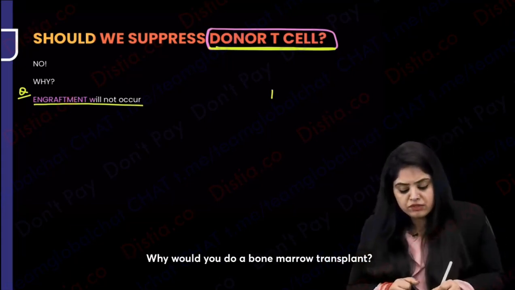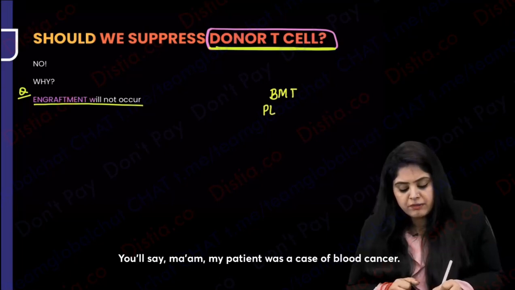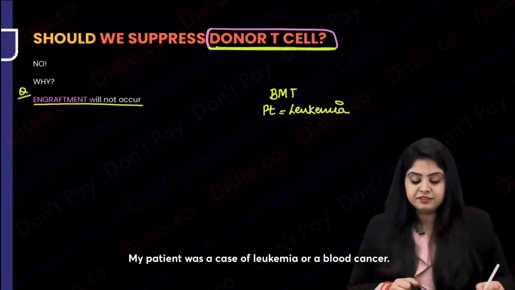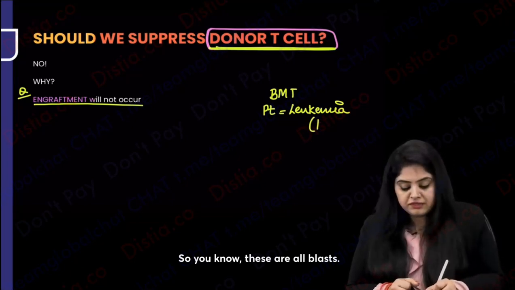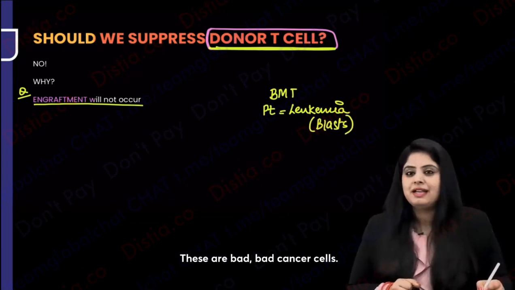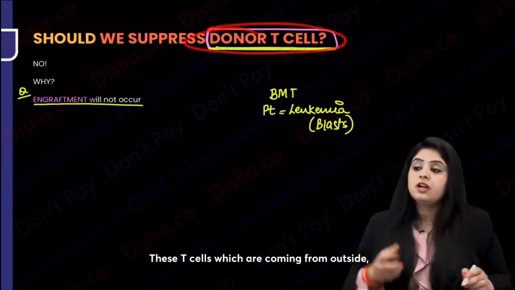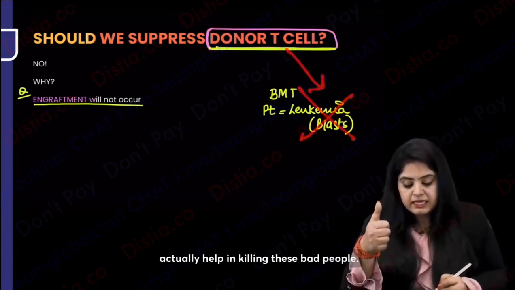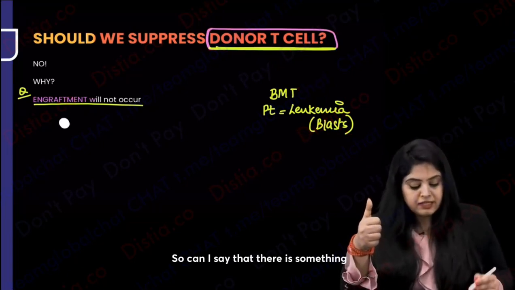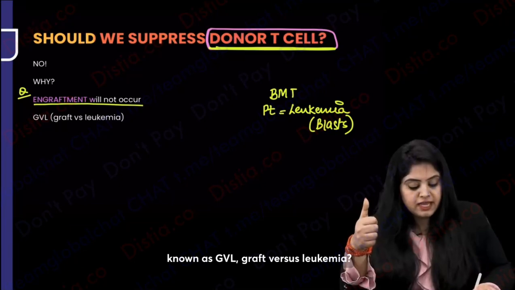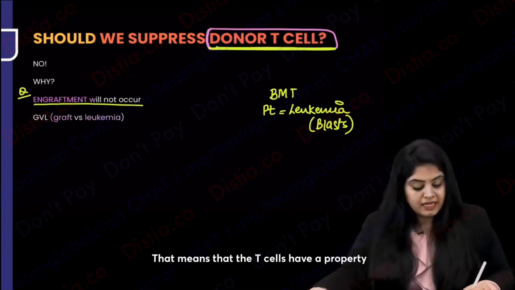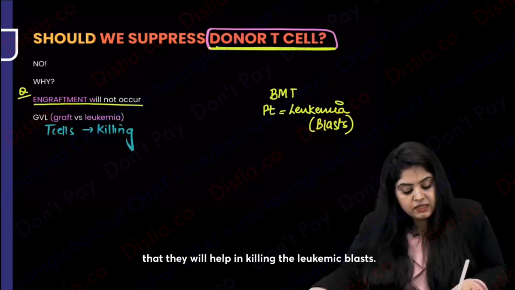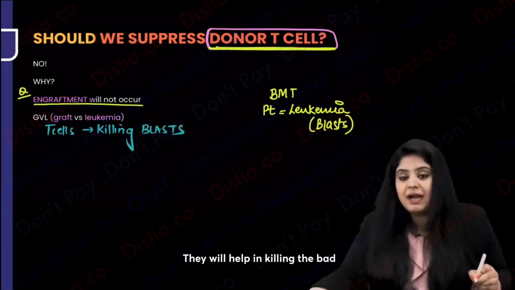Why would you do a bone marrow transplant? What is your patient suffering from? You'll say, ma'am, my patient was a case of blood cancer. My patient was a case of leukemia or a blood cancer. So, you know, these are all blasts. These are bad cancer cells. These T cells which are coming from outside, they are normal. They are normal means they will actually help in killing these bad people. So can I say that there is something known as GVL, graft versus leukemia? That means that the T cells have a property that they will help in killing the leukemic blasts. They will help in killing the bad men in the recipient.